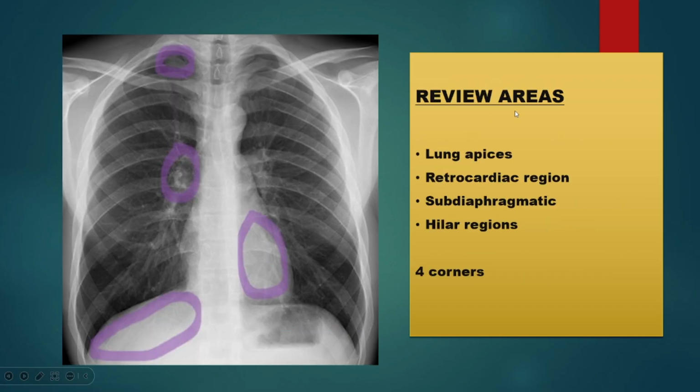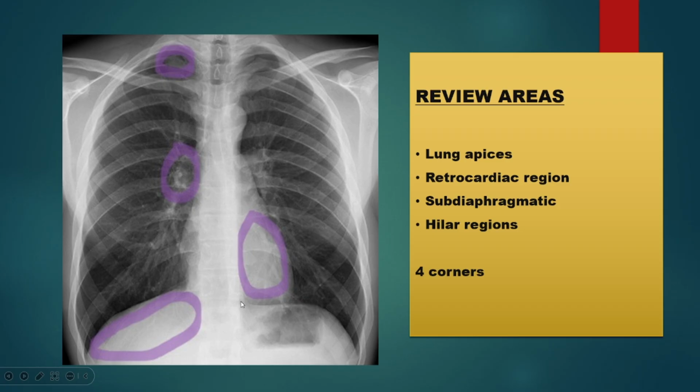Then finally the review areas or the hidden areas. The pathologies in these areas can be overlooked or easily missed. So we have to review these areas after the initial assessment. So the apices. There can be certain pathologies, masses, sometimes rib destruction. Sometimes rib destruction can occur due to Pancoast tumor. So we will look at the apices well to see any hidden pathologies.